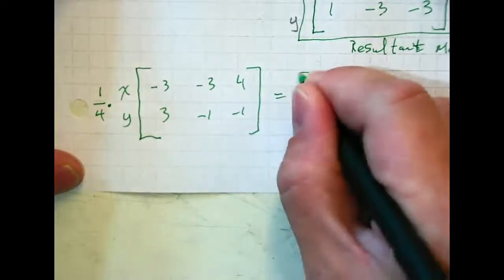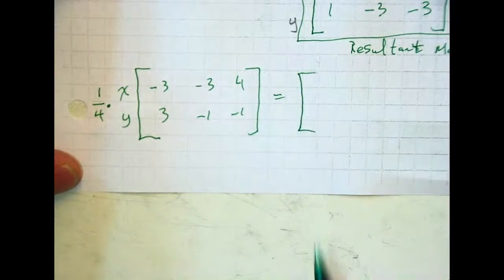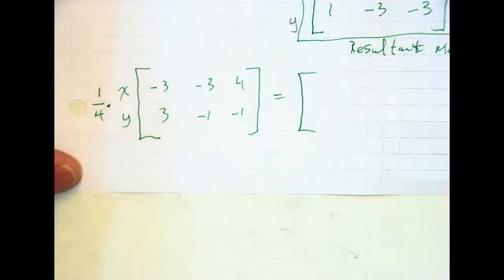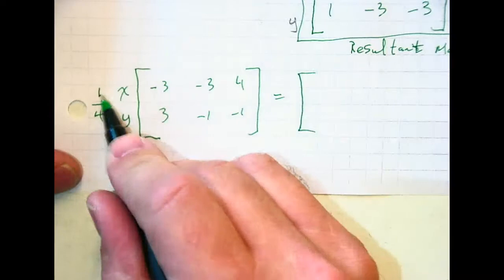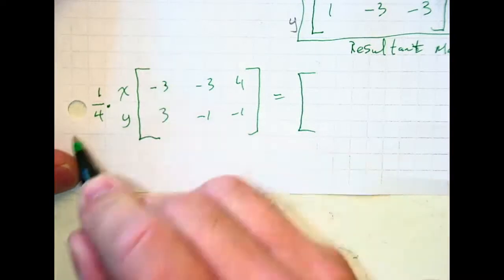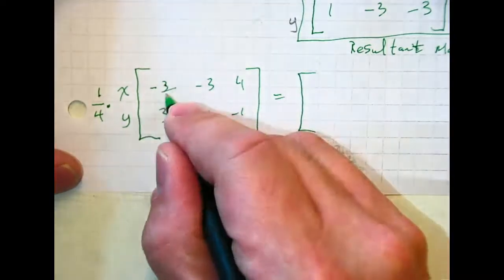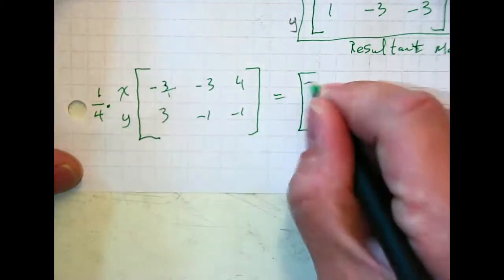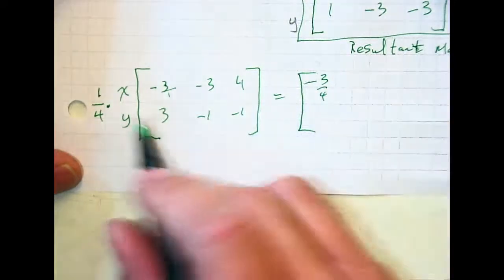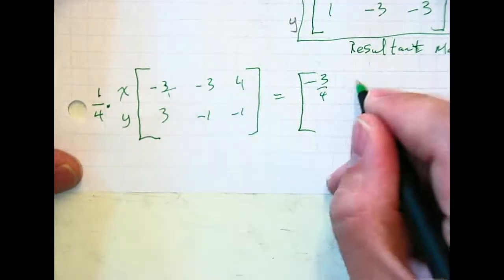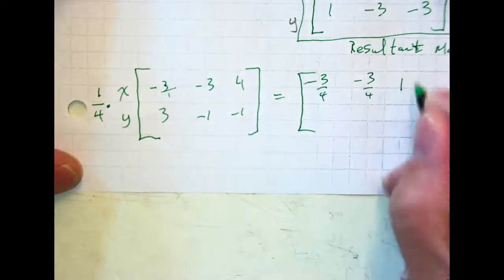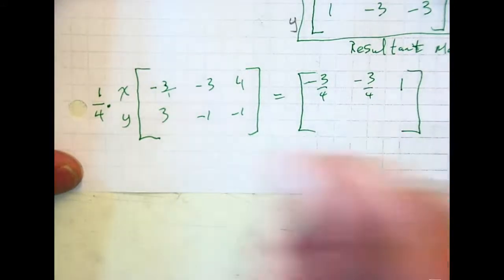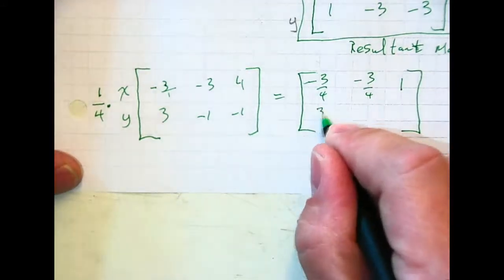Okay? So looking at mine, what's 1/4 times negative 3? Negative 3/4. Good. It's just top times top divided by bottom. Negative 3, remember, that's a fraction. Negative 3/4. What's 1/4 of 4? 1. What's 1/4 of 3? 3 over 4. Okay, I'm hearing 2 people.